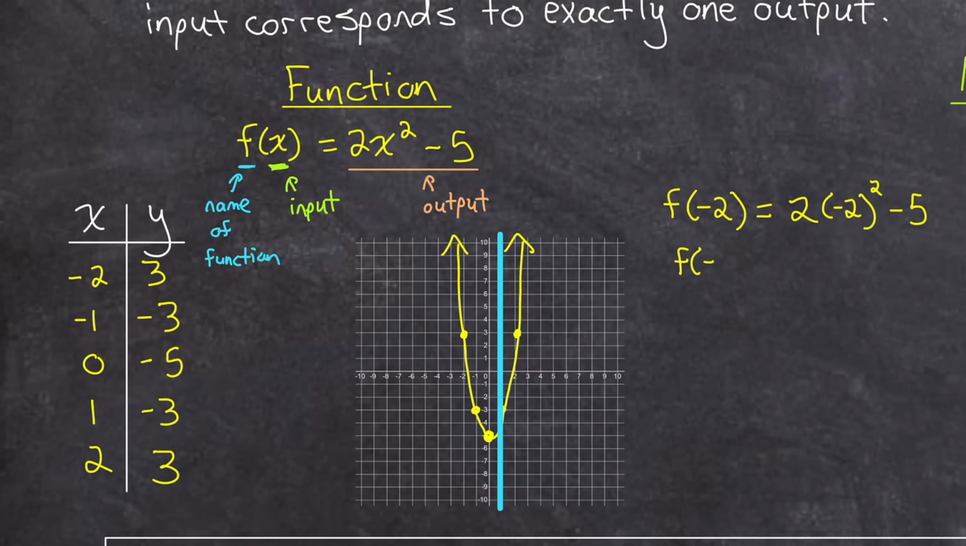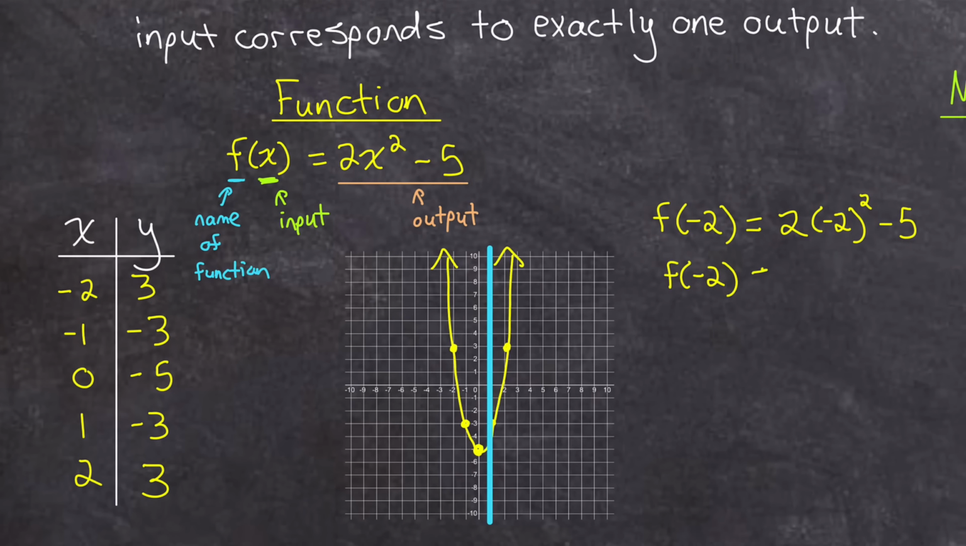And then evaluating the output by doing 2 times negative 2 squared minus 5, I get an output, or y value, of 3. So this function notation, f of negative 2 equals 3, just means when x is negative 2, y is 3. This is saying the y value of the function, when the input, x value is negative 2, is equal to 3.